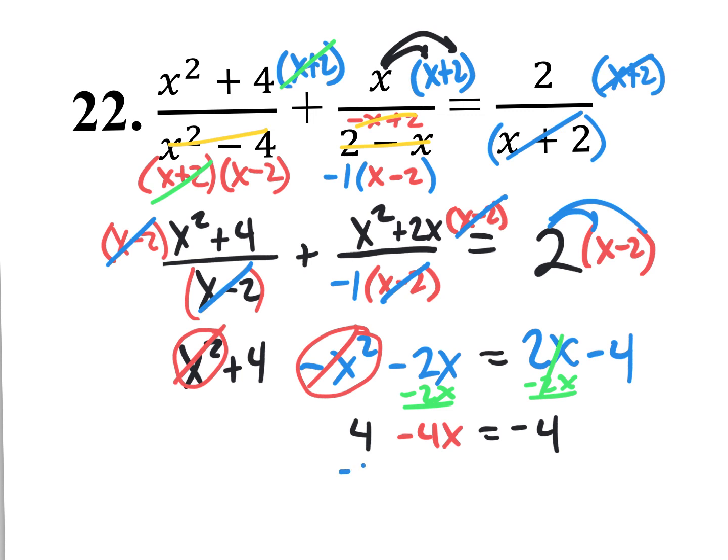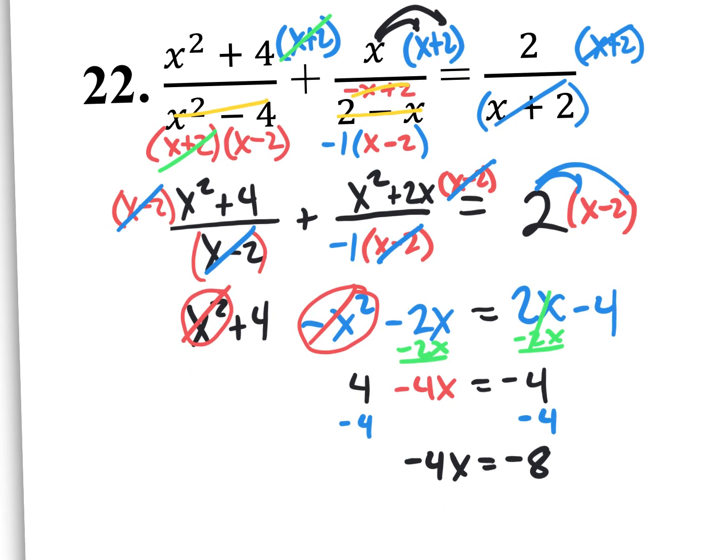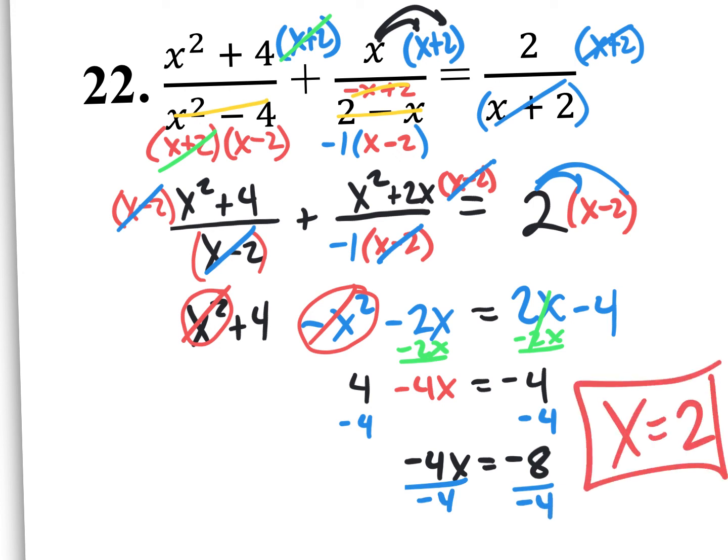And then we would subtract 4, giving us negative 4x equaling negative 8. Final step, you get rid of that negative 4 by dividing by negative 4. Get our final answer, x equals positive 2.